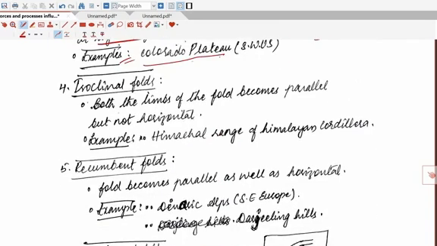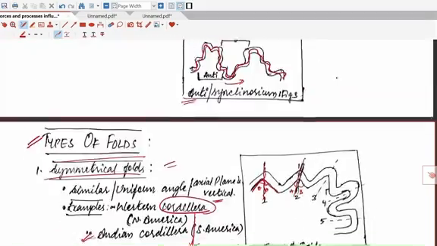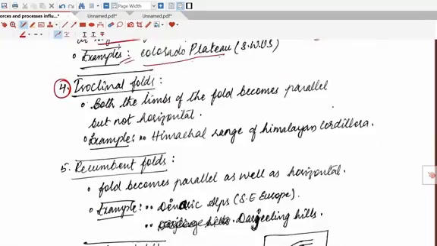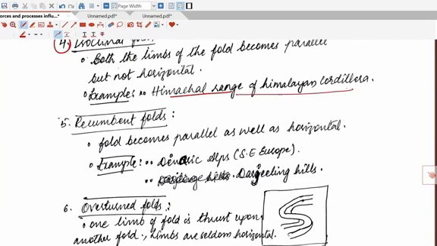And the next type is isoclinal folds. Both limbs of the fold become parallel but not horizontal. See the figure so you can get it easily. Both limbs are parallel but not exactly horizontal. This is called an isoclinal fold. Example, the Himachal range of the Himalayan Cordillera. And recumbent folds: the fold becomes parallel as well as horizontal.